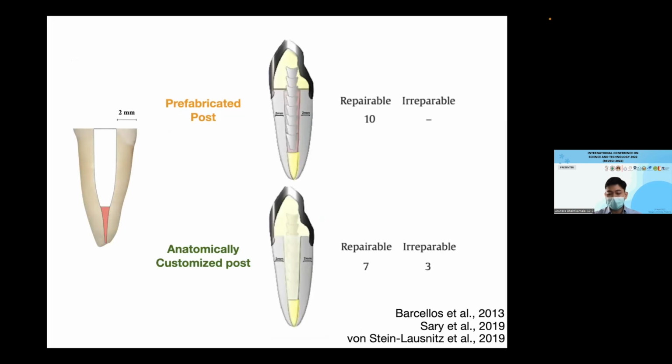This is aligned with a previous study showing that 2 millimeters of remaining dentine results in no significant difference regarding failure mode of ETT in various restoration techniques.